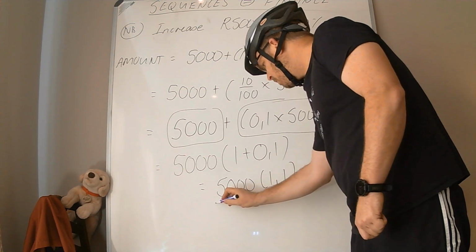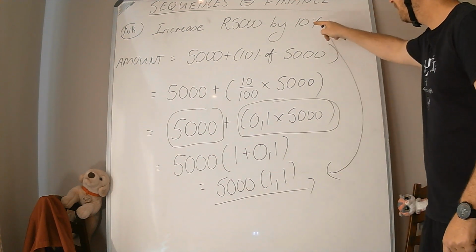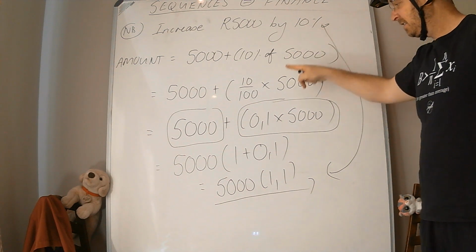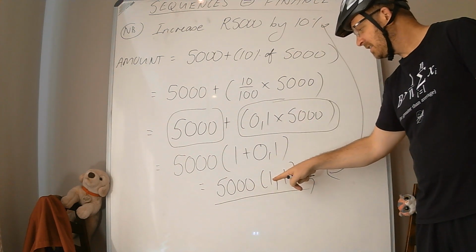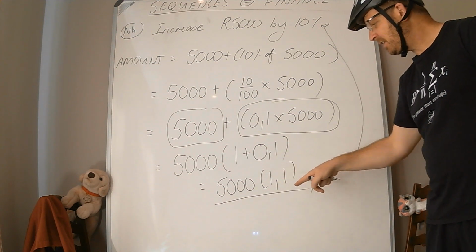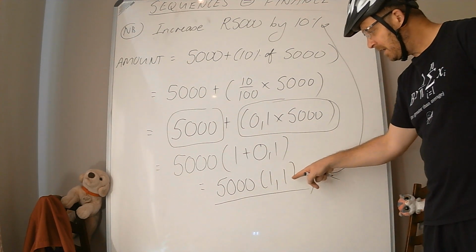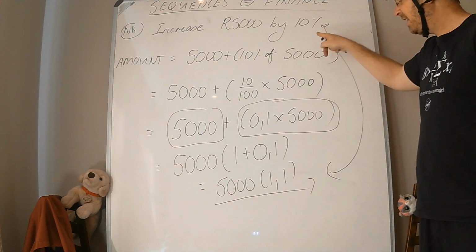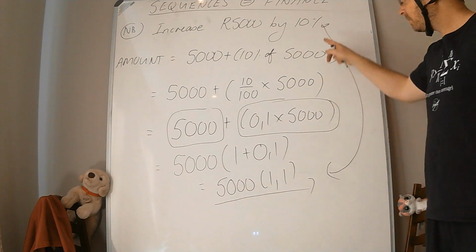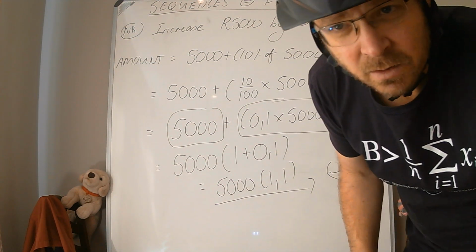What I want you to start seeing is that link. You should be able to go straight from here to here. If you increase 5,000 Rand by 10%, it'll be 5,000 times 1 plus 10%, 1 plus 0.1, so 5,000 times 1.1. In other words, if you see 5,000 times 1.1, you must also know that's 5,000 Rand increased by 10%. You need to be able to go straight from there to there. We'll do a couple more of those to practice.